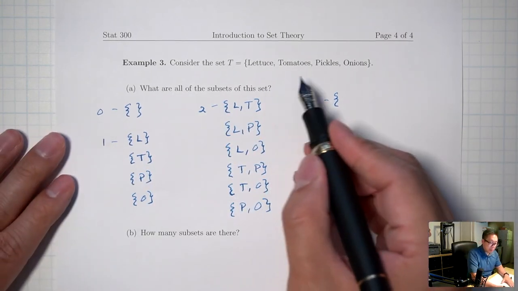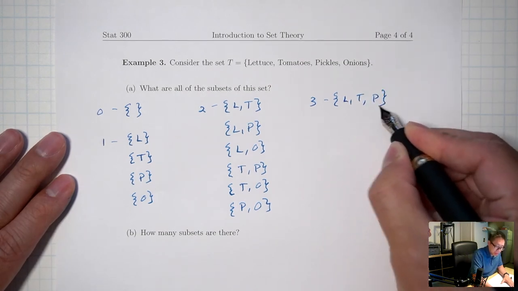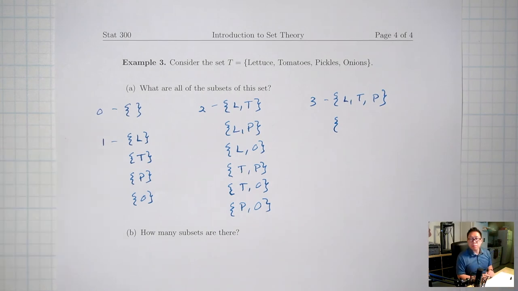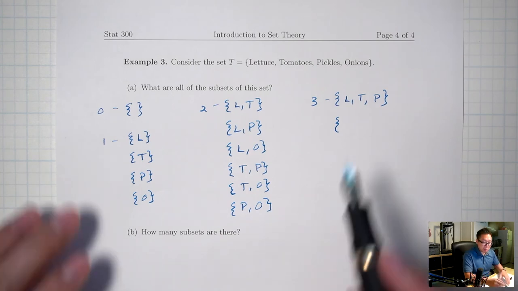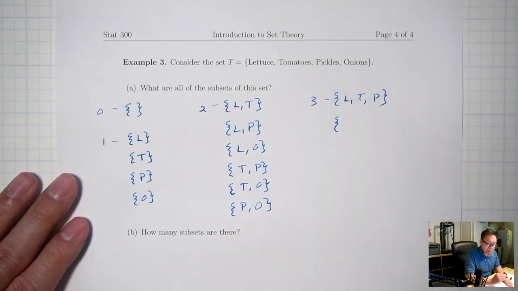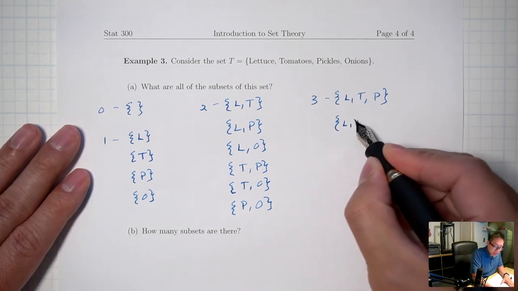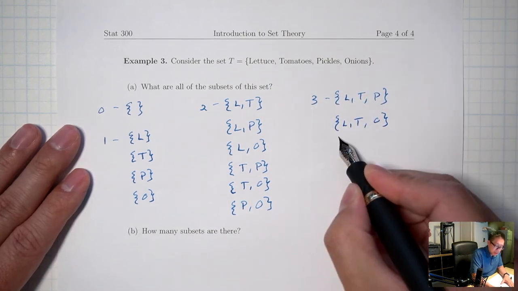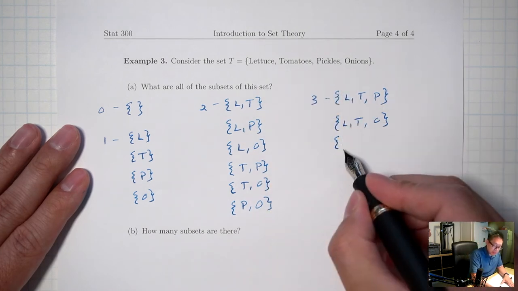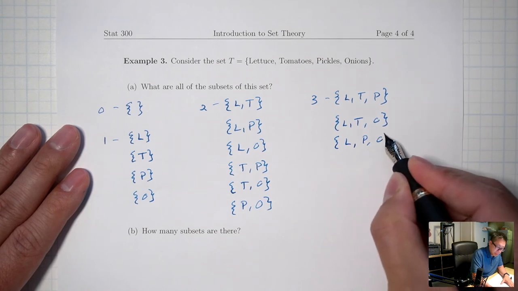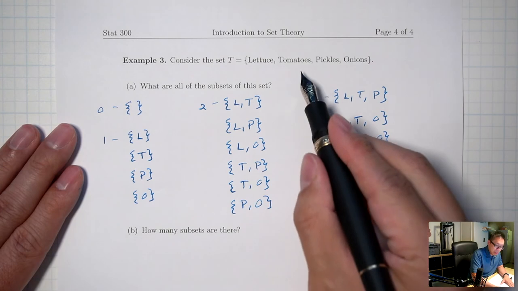Well, they can go lettuce, tomatoes, pickles, right? What else? One way to think about the three is which topping can you leave out. So that first one, lettuce, tomatoes, pickles, I'm leaving out onions. I can also leave out pickles, which would be lettuce, tomatoes, onions. I can also leave out tomatoes, which will be lettuce, pickles, onions. And I can also leave out lettuce, which will give me tomatoes, pickles, onions.